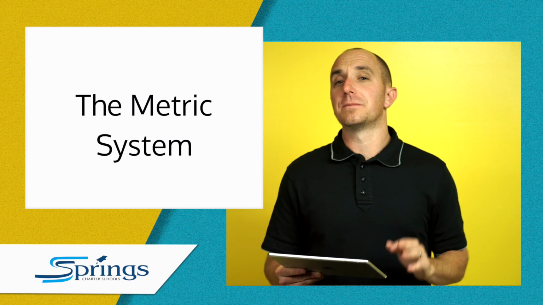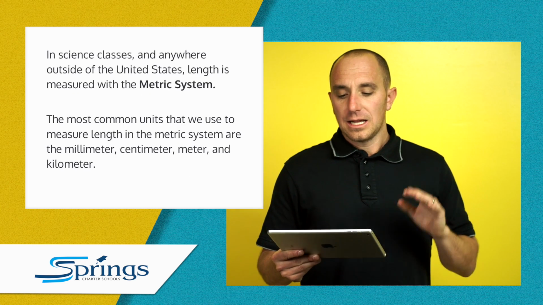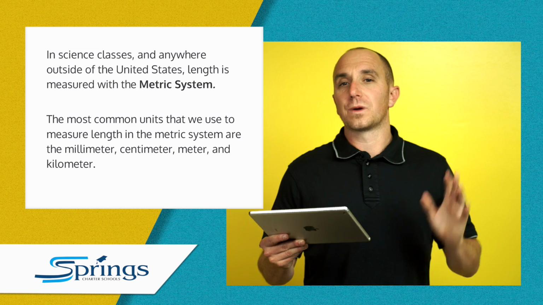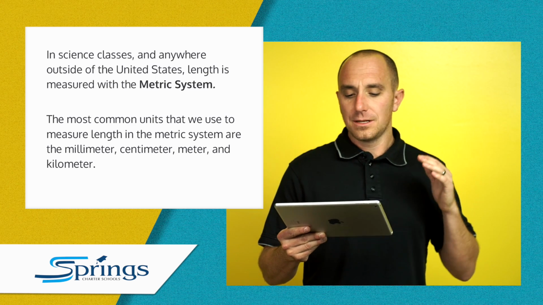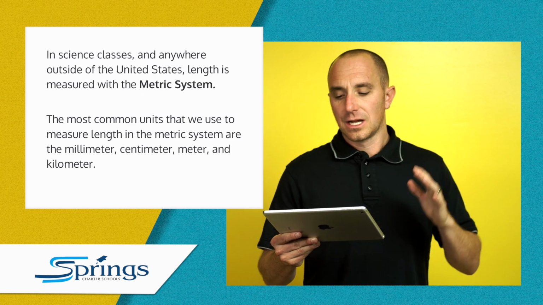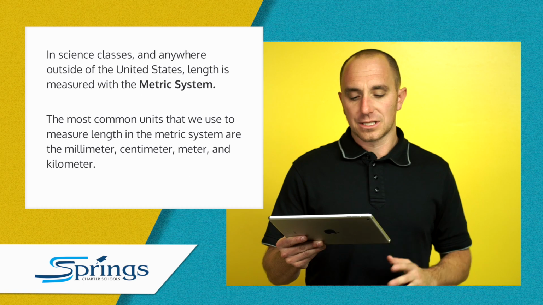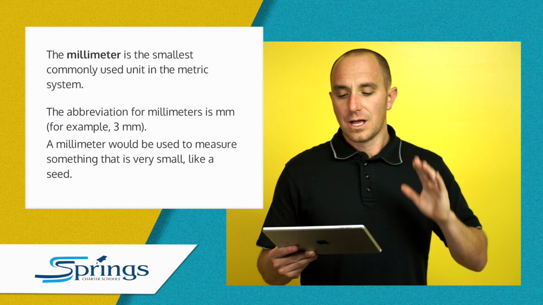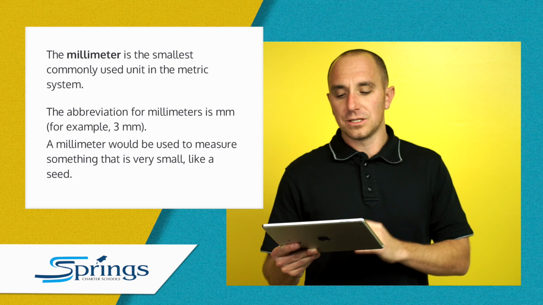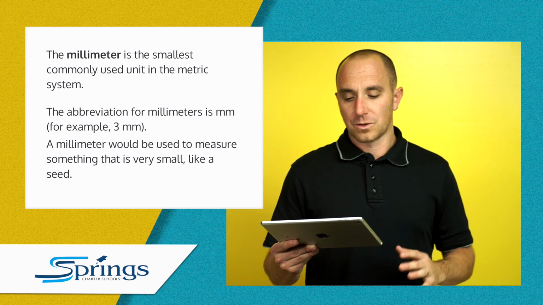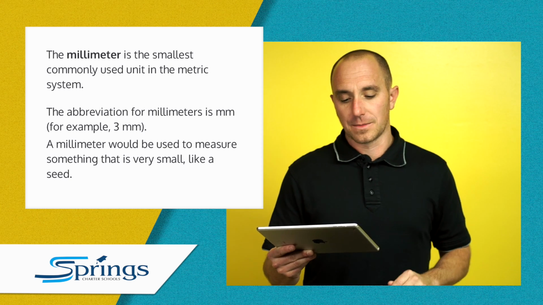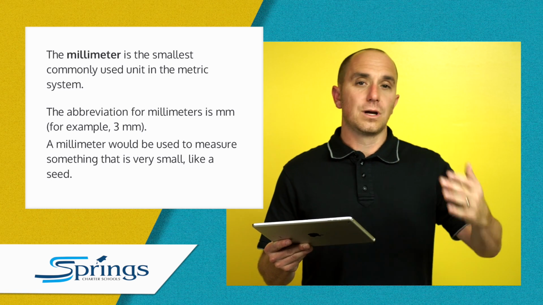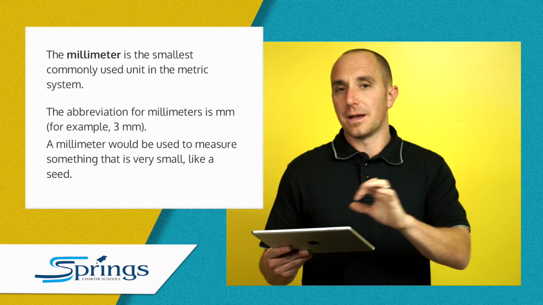All right, now let's talk about the metric system. In science classes and anywhere outside the United States for that matter, length is measured with the metric system. The most common units that we use to measure length in the metric system are the millimeter, centimeter, meter, and kilometer. Now, the millimeter is the smallest commonly used unit in the metric measurement system. The abbreviation for millimeters is mm. So if you had 3 millimeters, you'd have 3 mm.